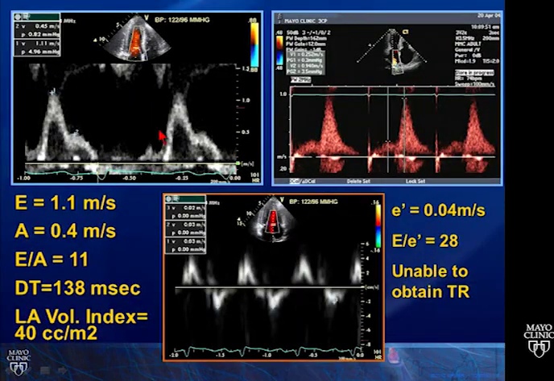And now we're going to get a bunch of Doppler data, and you can see the E wave is 1.1 meters per second, the A wave is 0.4 meters per second with an E to A ratio of 2.8. Deceleration time of 138, left atrial volume index was 40. The E prime, and this is a septal E prime, is 0.04 meters per second with an E to E prime ratio of 28. And tricuspid regurgitant velocity was not able to be obtained.